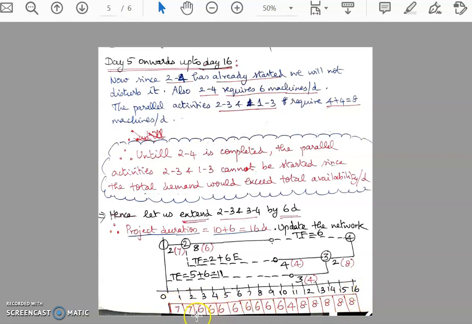So each day the total resource demand is less than or equal to the availability. All the days from day 1 to day 16, the project has been leveled completely, meeting the condition of the problem, that is, total demand being less than or equal to the availability.